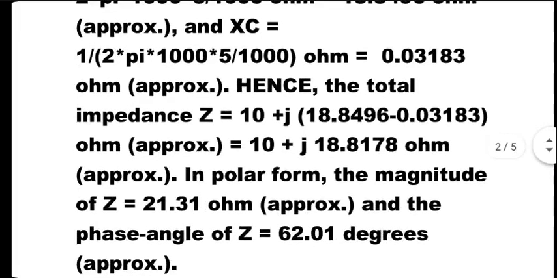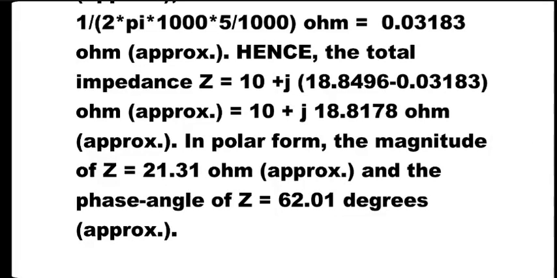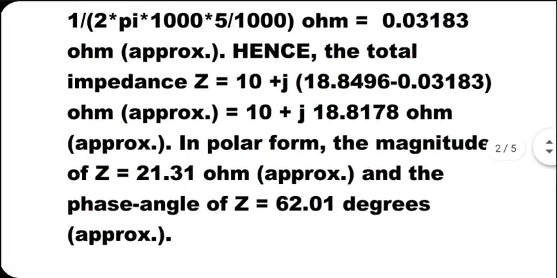In polar form, what you will do is take 10 square plus 18.8178 square and square root the whole thing. You'll get around 21.31 ohm. And you will take tan inverse of 18.8178 divided by 10 and convert the answer. Be very careful. Some calculators are set to radians by default, and some are set to degrees by default. This course will require you to do a lot of calculations, not just the theory. I want you to be aware of what your calculator is doing. Is it dealing with degrees or radians? If not sure, do a sample calculation before doing the actual calculation.